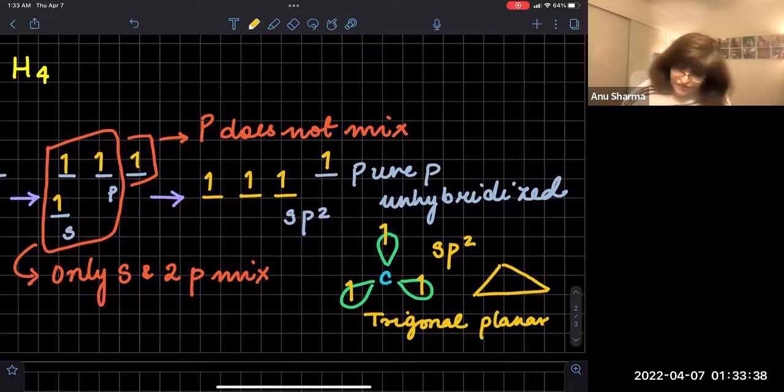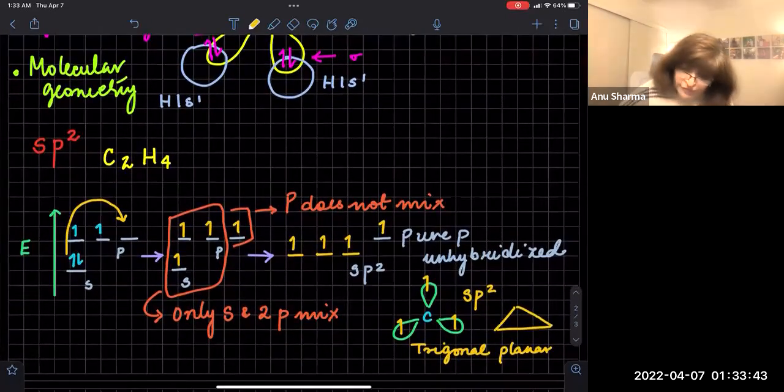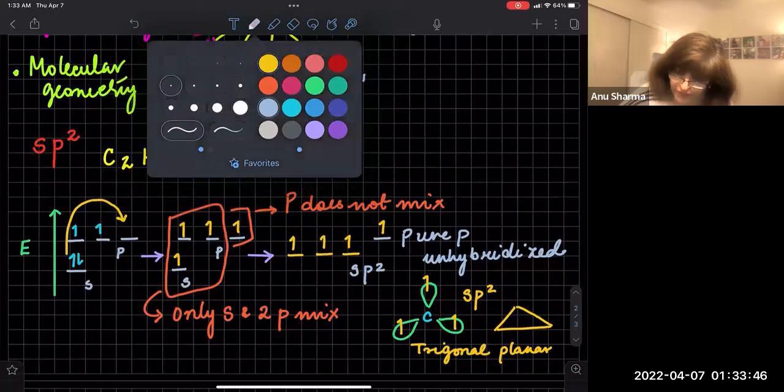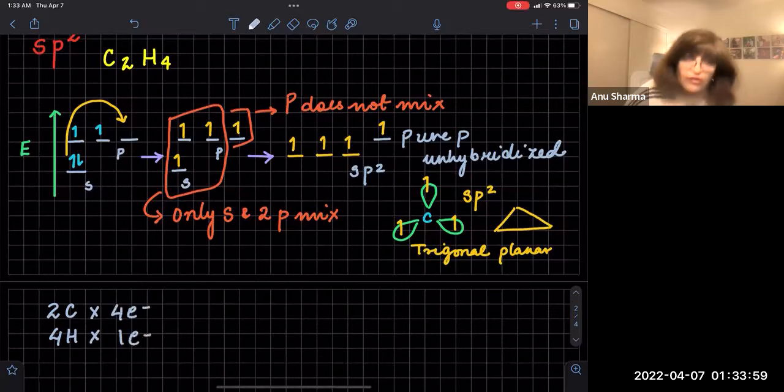Now let's look at the shapes. First, I'm going to make this small. For C2H4, let's count the total number of valence electrons. We have 2 carbons and 4 hydrogens. Carbon brings in 4 electrons, hydrogen brings 1 electron. So 8 electrons come from the two carbons and 4 electrons from the hydrogens, a total of 12 electrons.